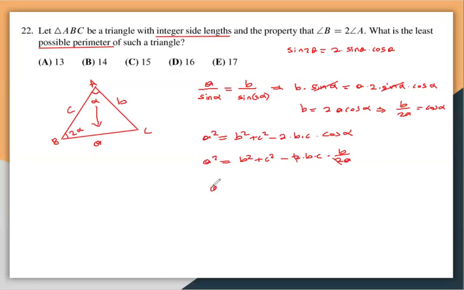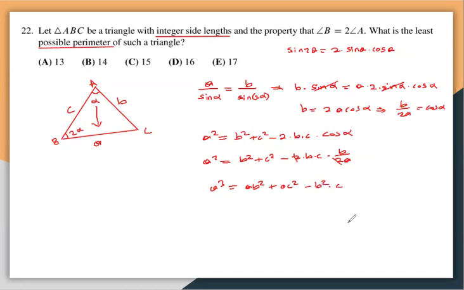So that should be a cube. Okay, so when you multiply both sides by a, you get a cubed, and then that will be a b squared plus ac squared minus b, actually b is gone. So we got b squared times c.